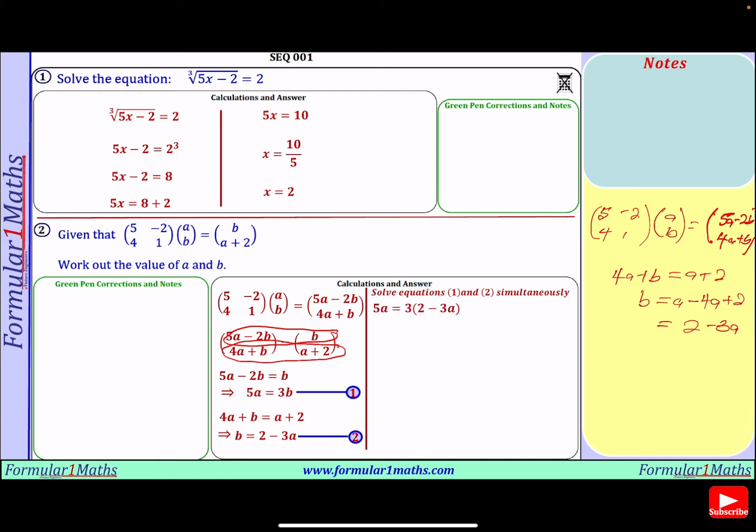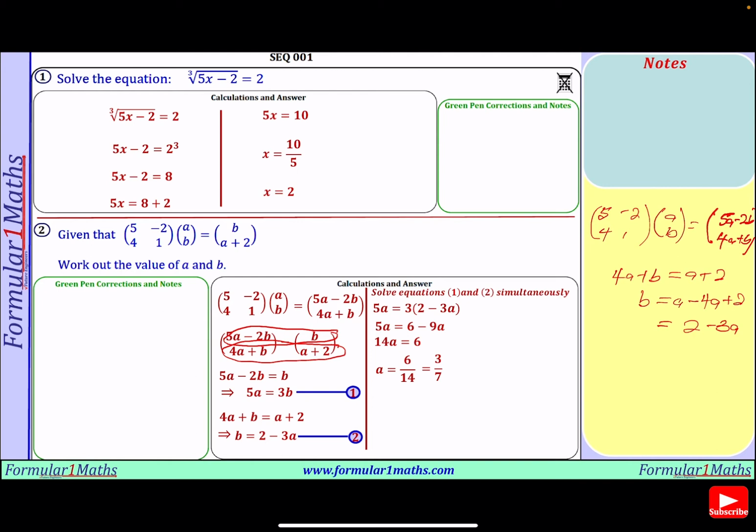What I will do is take this b and substitute it into the first equation over here. And that's how I got 5a is equal to 3 brackets 2 minus 3a. Then we expand the bracket to get 5a is equal to 6 minus 9a. And then 14a will be equal to 6. We want a, so we divide by 14, and then we simplify to get 3 over 7. So that's the value of a.